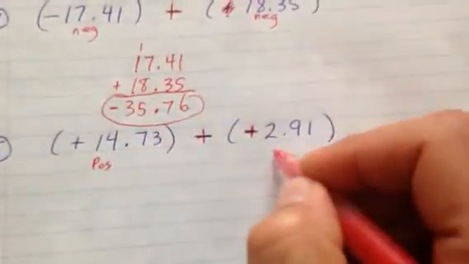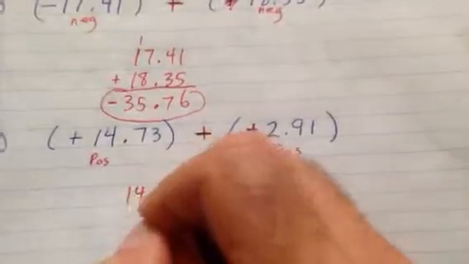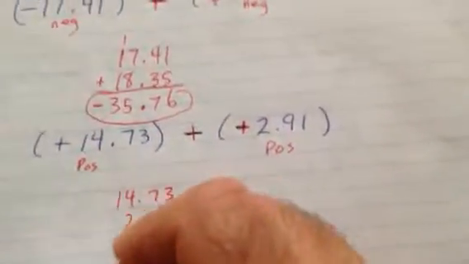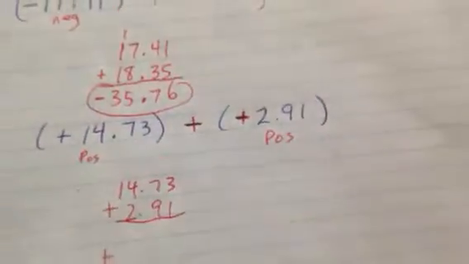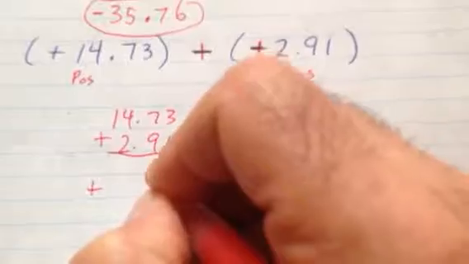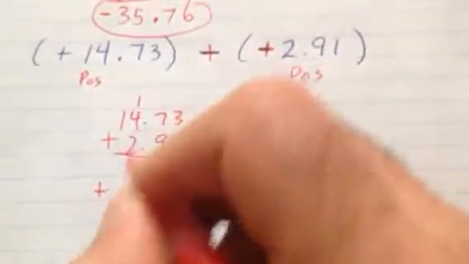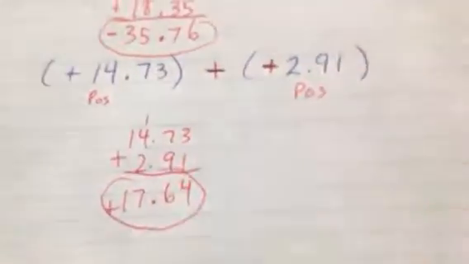Finally, we change this to an addition, make this an addition, so we have, again, a positive with a positive. And so we add the numbers, 14.73 on the top, 2.91 on the bottom. We add them, the answer stays positive. So 3 and 1 is 4, 7 and 9 is 16, carry a 1, that's a 7, that's a 1. The answer is 15.64.